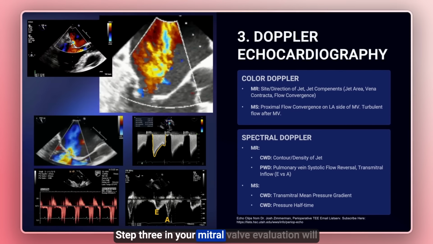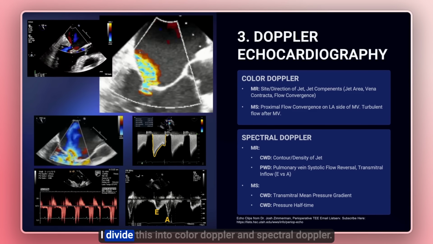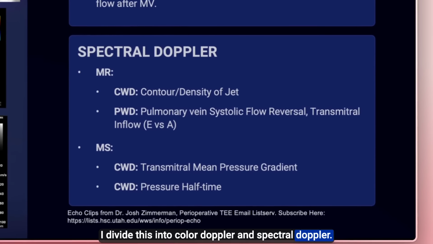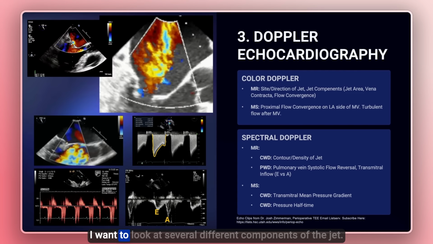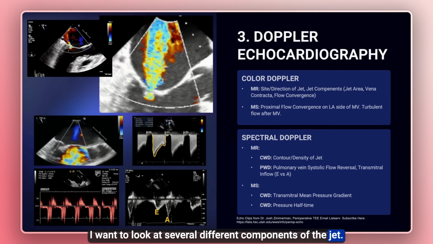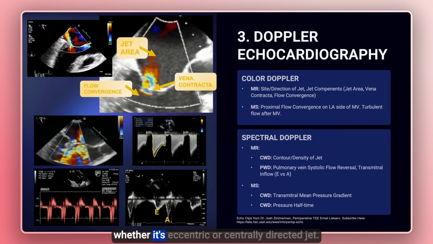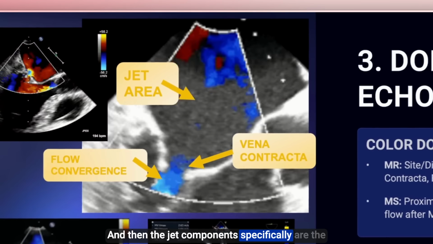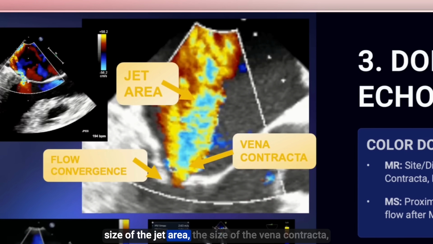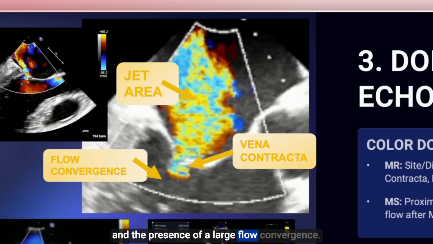Step 3 in your mitral valve evaluation will consist of Doppler echocardiography. I divide this into color Doppler and spectral Doppler. For color Doppler, when I'm assessing mitral regurgitation, I want to look at several different components of the jet. First, the site and direction of the jet is very important, whether it's eccentric or centrally directed jet. And then the jet components specifically are the size of the jet area, the size of the vena contracta, and the presence of a large flow convergence.